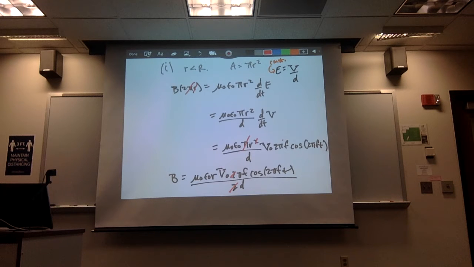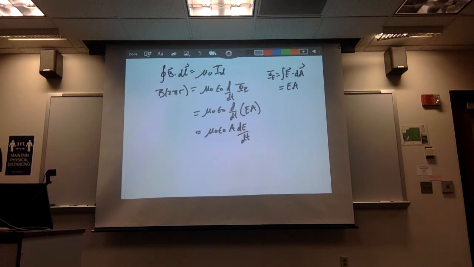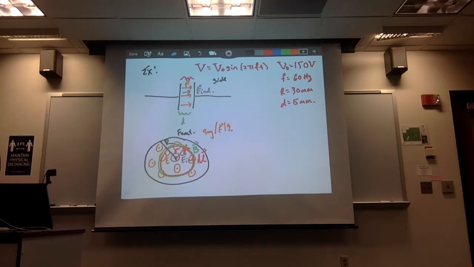Okay, so again, this is the magnetic field anywhere on the interior. Now, let's go ahead and work on the exterior because we have to plot the exterior as well. So let's look at r greater than capital R. The only thing that's going to be different is that now I'm going to draw my Amperian loop out here. So this is now my Amperian loop.